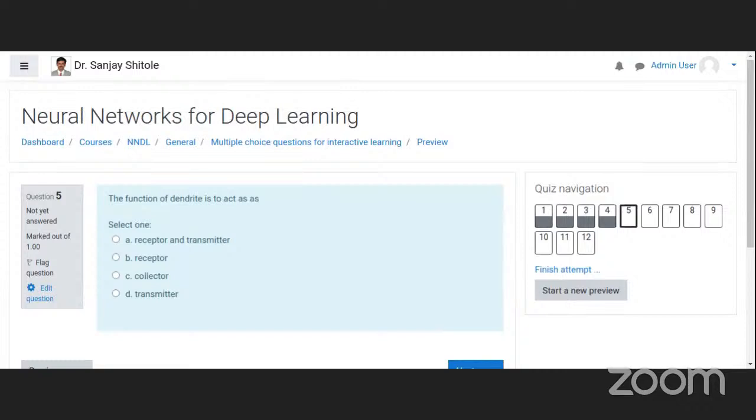Next is the function of dendrites. We have studied in the morning the biological neuron. So dendrites, what will they do? Try to put it in the chat. Participants are giving answers in the chat. So read it: the function of dendrites. Let's say I will put here receptor. We can check it later.